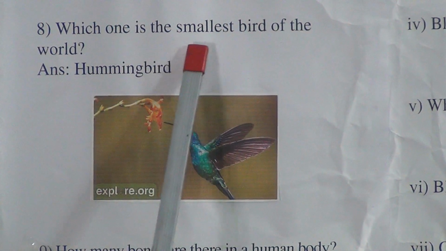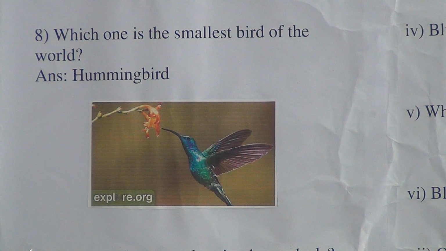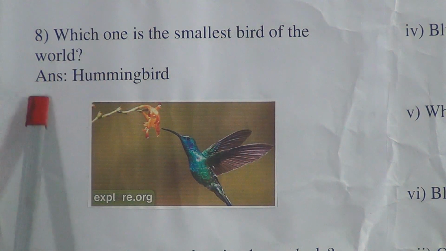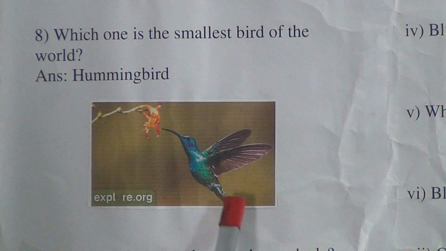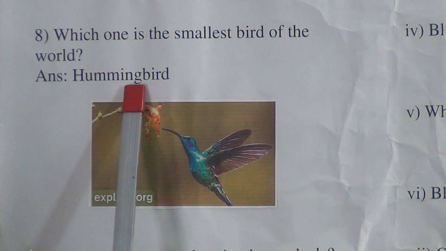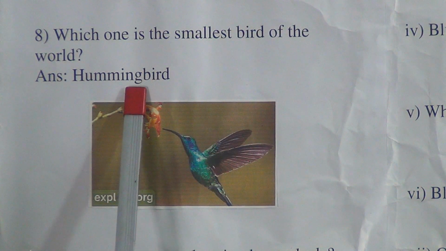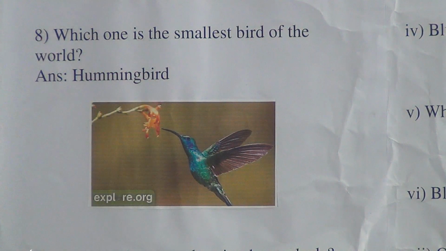And now 8 number question here. Which one is the smallest bird of the world? And answer is hummingbird. And here is the picture of hummingbird. Hummingbird spelling is H-U-M-M-I-N-G, humming, B-I-R-D, hummingbird.